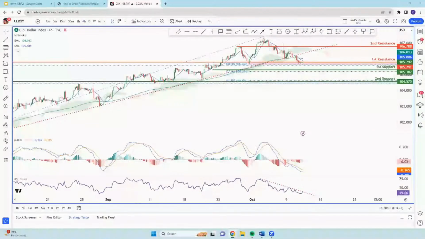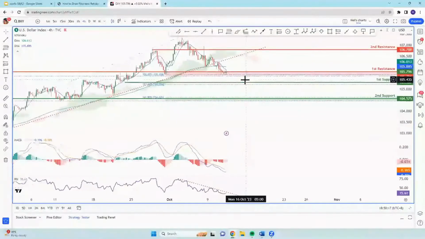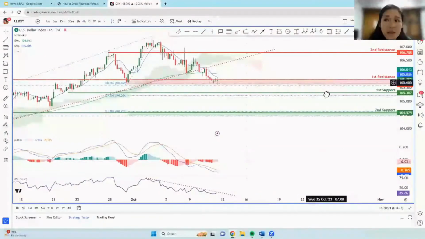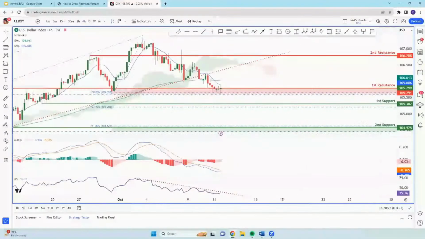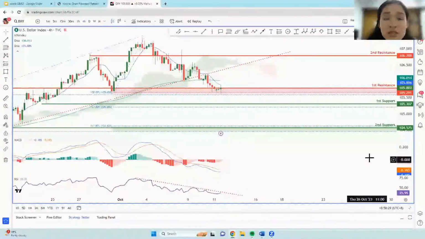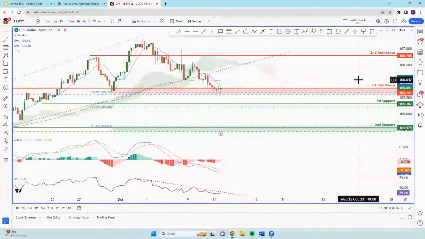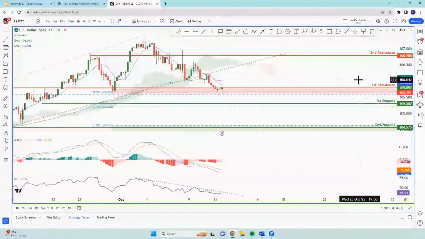The first resistance is a bit low, like the swing low. Sorry, how did I come to the swing low as the first resistance? Yes, on the swing low. I mean, resistance is supposed to be at the top, not the bottom.